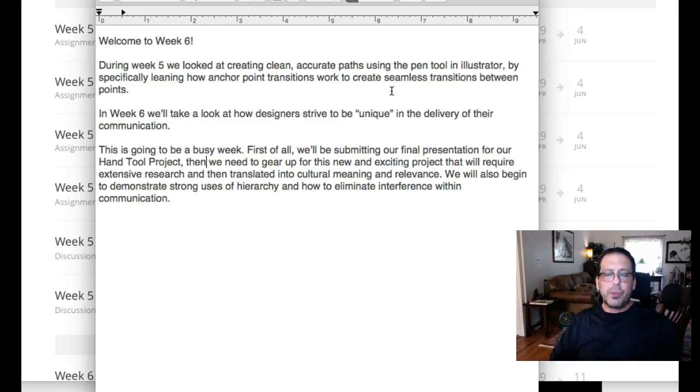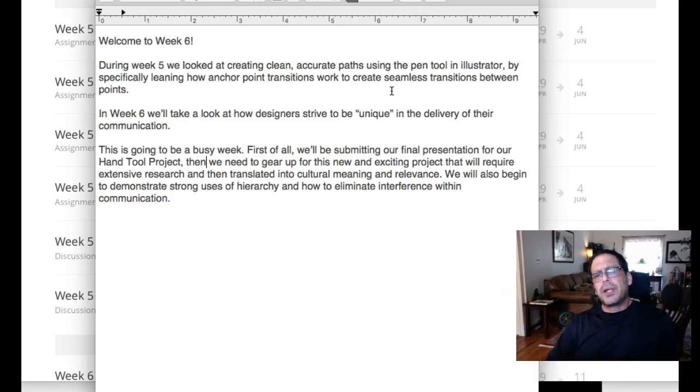And one of the ways to achieve that kind of clarity is through the pen tool as opposed to other tools in Illustrator. Okay, so moving forward into week 6, we're going to talk about how designers strive to be unique in the delivery of their communication. And I think that's pretty intuitive for design students to understand. The more unique your approach is, the more successful it's likely to be.